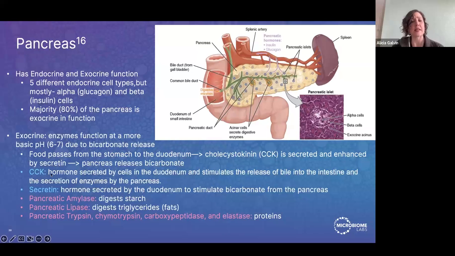So CCK, as I mentioned, is secreted by the small intestine. It also releases bile into the intestine, as well as the bicarbonate, and then secretin, which is secreted by the duodenum to stimulate that from the pancreas. And then we have amylase, lipase, and trypsin. So we break down things like starches, triglycerides or fats, and proteins.